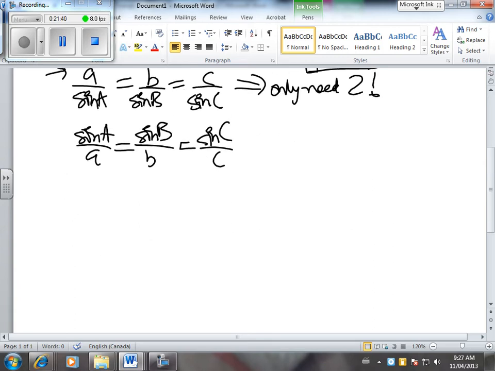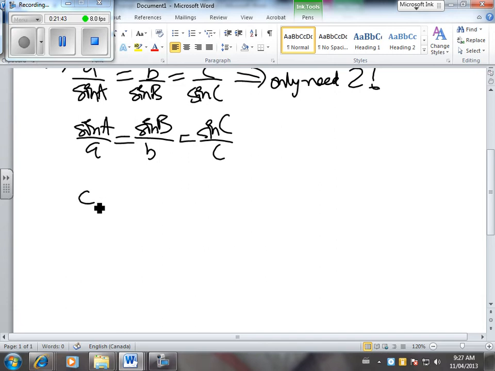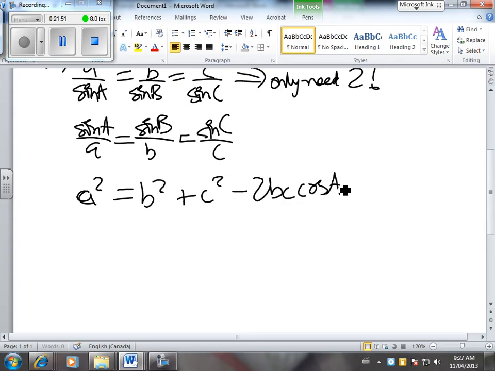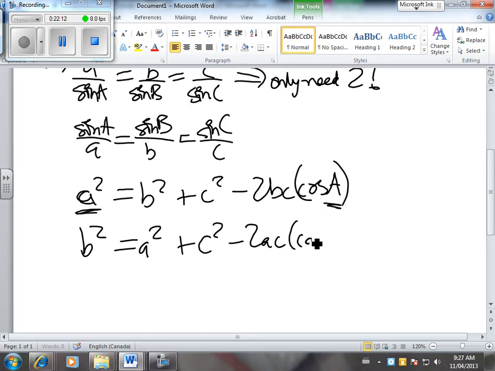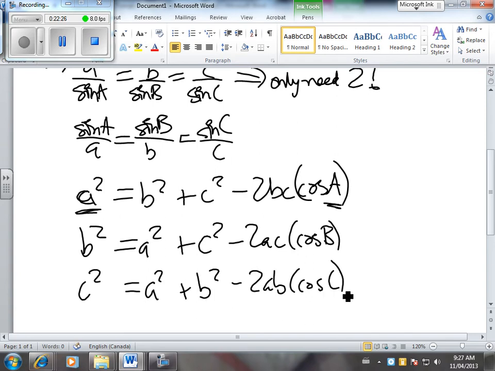Okay, and then with cosine law, remember that we have a squared equals b squared plus c squared minus 2bc cos A. You're going to either be looking for an angle or a side. Put whatever your unknown is here and here. So if you're looking for, say, angle B, start with the b squared version: b squared equals a squared plus c squared minus 2ac cos B. Okay. If you're looking for side c, put it over here: c squared equals a squared plus b squared minus 2ab cos C. Okay.